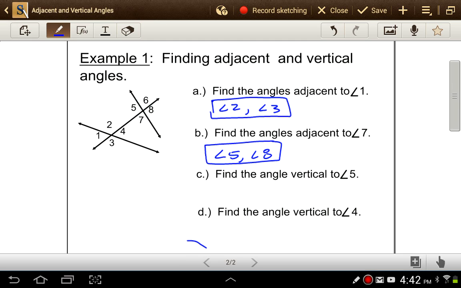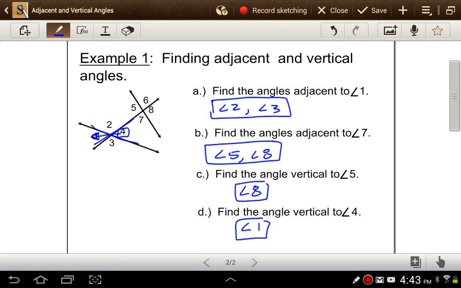C. Find the angle vertical to angle 5. So here's angle 5. What's vertical? Vertical means opposite in intersecting lines. Here's one line. Here's the other line. So the one opposite would be that one. So that would be angle 8. Angle 8 and angle 5 are vertical angles. And D, find the angle that is vertical to angle 4. So here's angle 4. Here's the intersecting line. There's the other intersecting line. So the one opposite that would be angle 1. And that would be your answer for D.